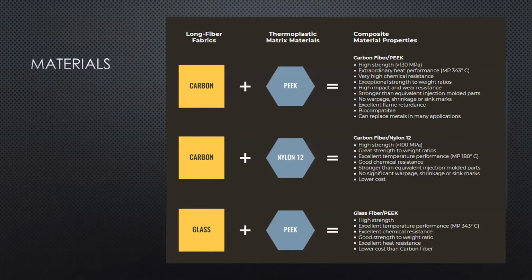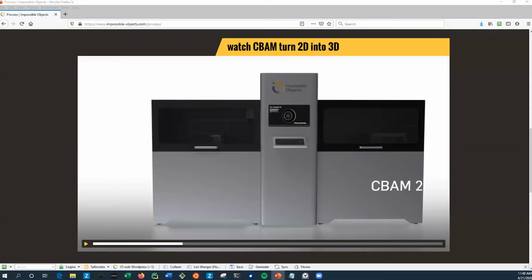This is a little bit of an eye chart, I apologize, but this is a little bit about some of the material offerings we have: carbon fiber and PEEK, or nylon 12, fiberglass with PEEK. And what we end up with is high strength properties. It's very common for us to get 130 to 200 megapascals on the parts with chemical resistance and high heat tolerances. We also have a number of materials that are qualified for aerospace and medical.